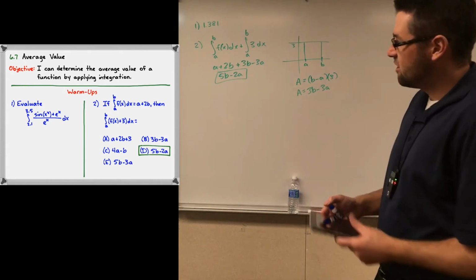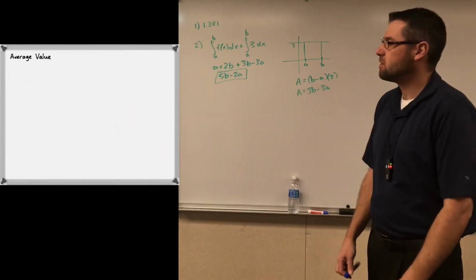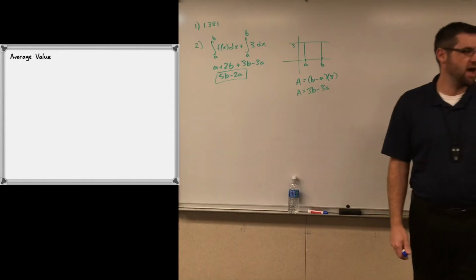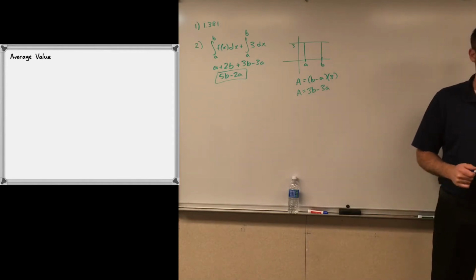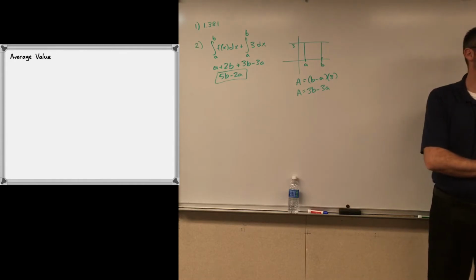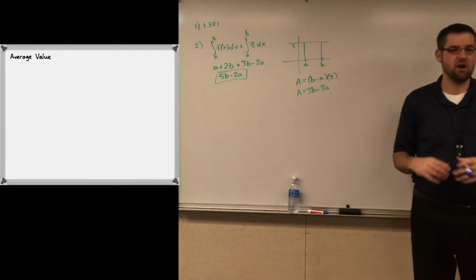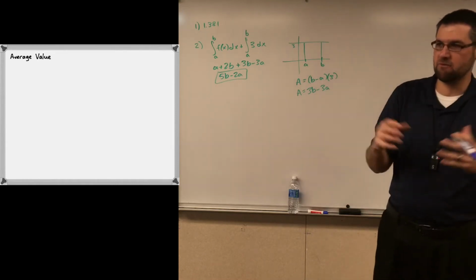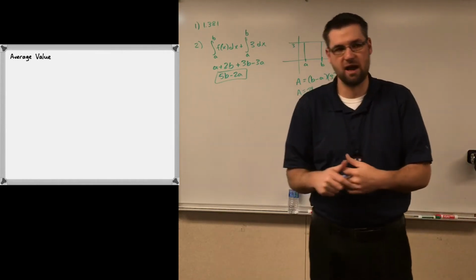So, average value. How do you find the average value of something? That would find the average value between two things. How do you find the average value of a lot of things? Okay, so add the sum of them up, take the sum of all the things and divide it by how many things you have, right?